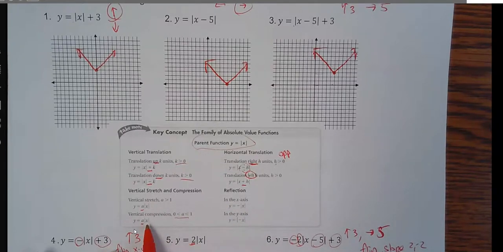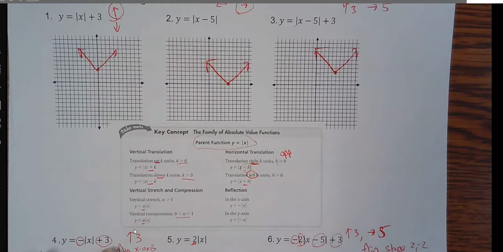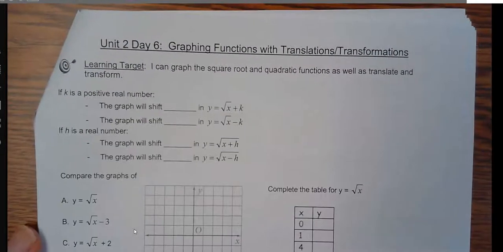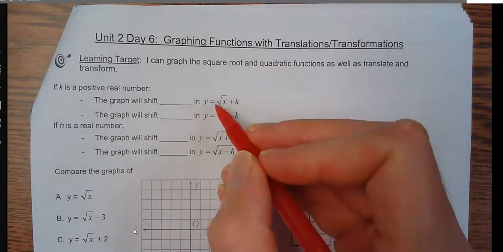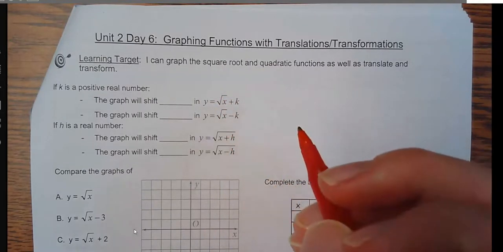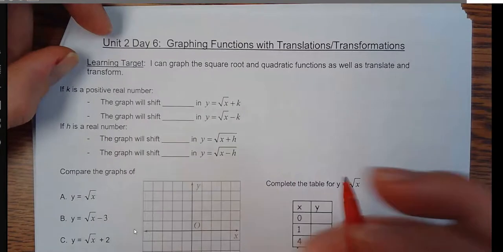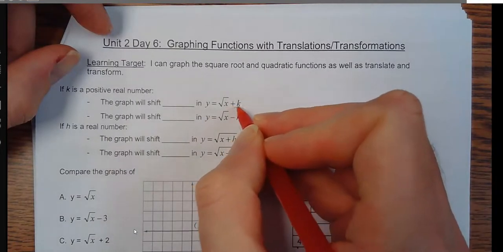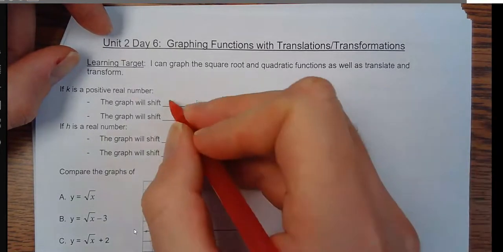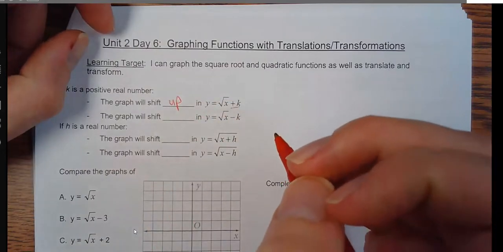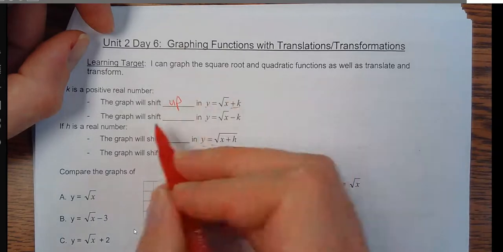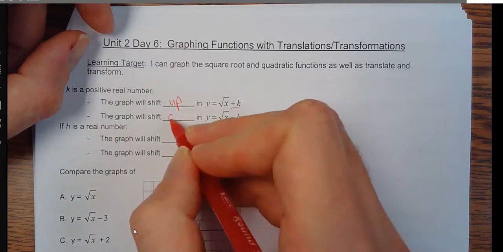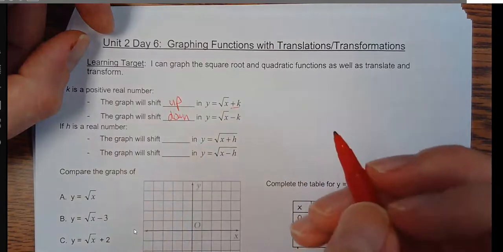And then we did some compression, vertical compression and stretch. But today we're going to do a different function, like a couple different functions actually, but it's the same idea. So now instead of having an absolute value of x plus k, I have the square root of x plus k. And what's going to happen is it's going to be the same thing. If it's a plus k, so that's after the function, that's going to be up. So it's going to shift up k units in that direction. So then if it's a minus k, it'll be down k units.